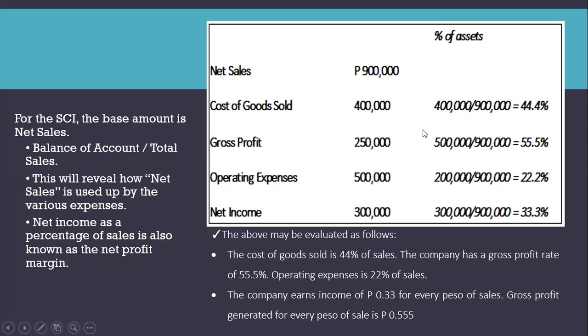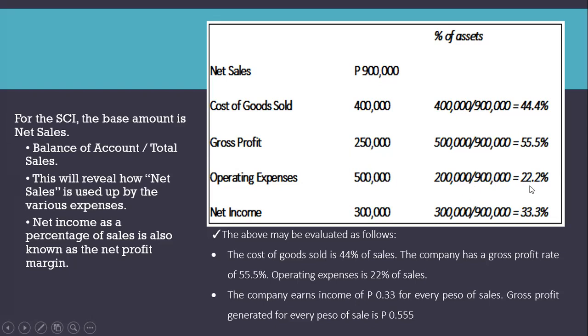Okay. So, ito pong gross profit is 500,000 po to. So, hindi to 250K. So, nagkaroon ng problema. Okay po. So, possible nagkaroon ng typographical po. Pagpasensyahan nyo na po. Baka ma-confuse kayo. So, 500,000 po ito, gross profit. Kaya 500,000 divide 900,000, 55.5%. Then, dito naman po is 200,000 ang operating expense.